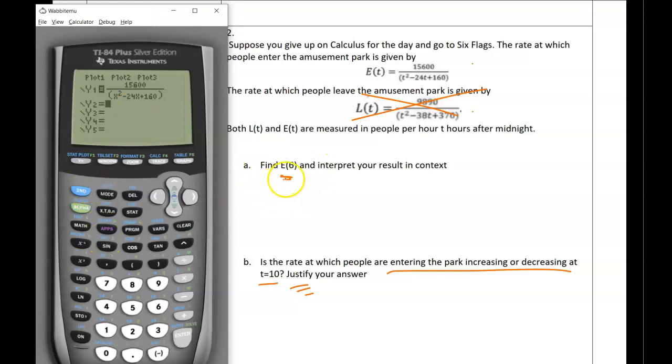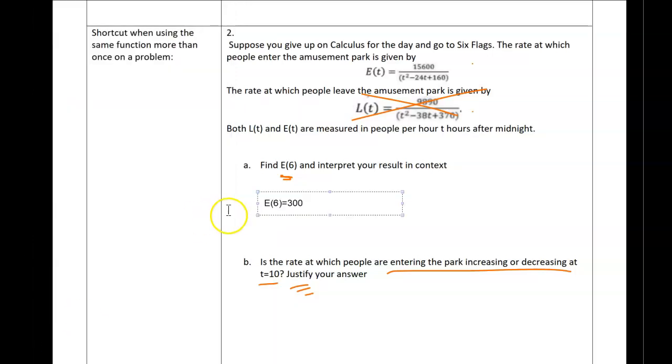So first question, E of 6 means what it always has. So E of 6 means just plug in 6. So I'm going to do second calc value, an easy way to do that, and we've done this before. And then just plug in 6, and your calculator is going to spit out 300. So I'd make sure you can reproduce that. And then notice we did not take a derivative there because it didn't tell us to. It told us to plug in 6.